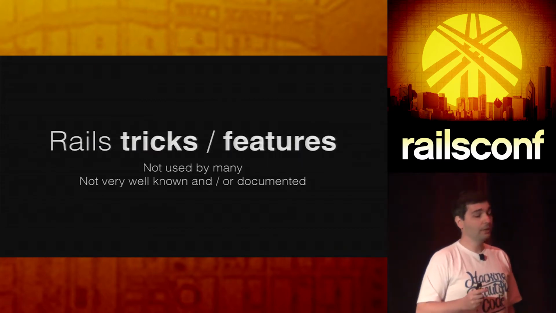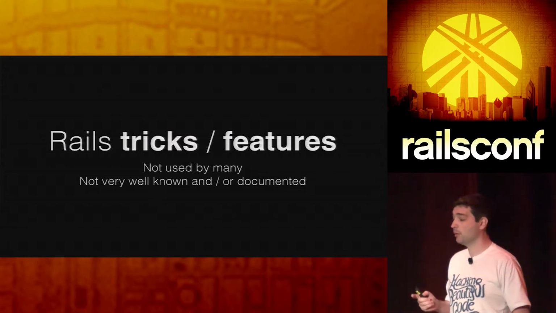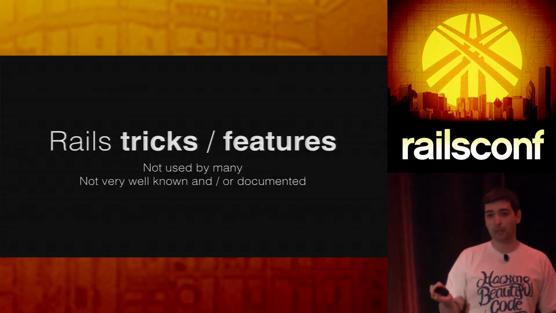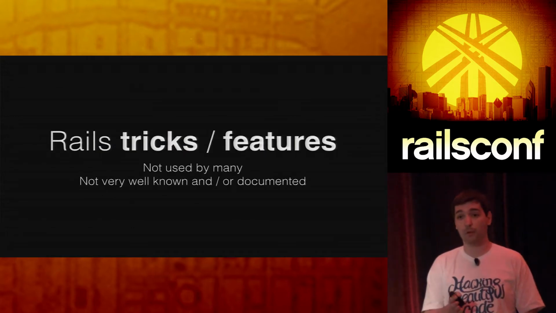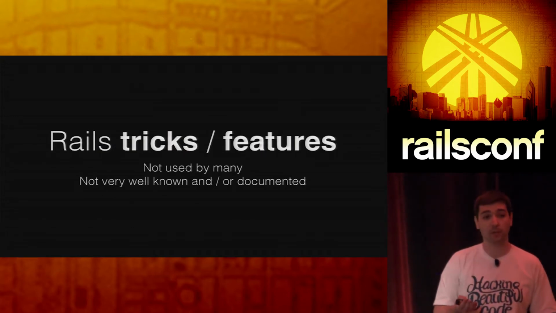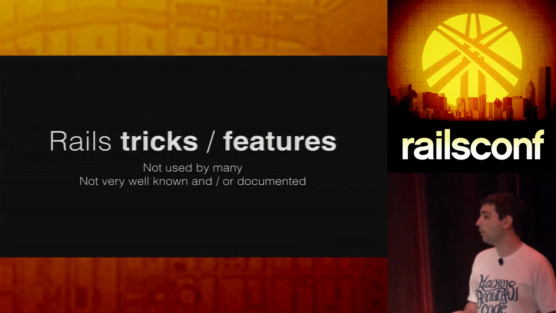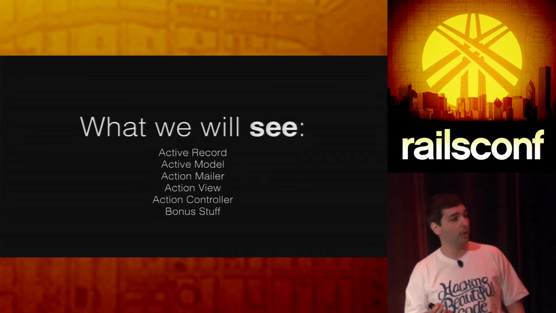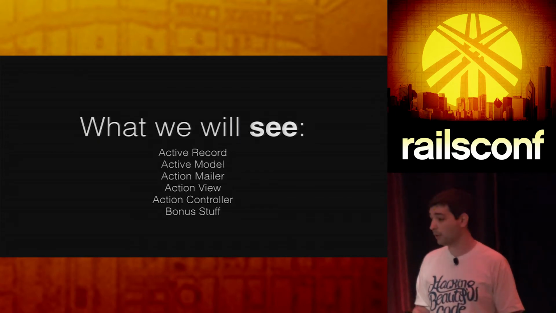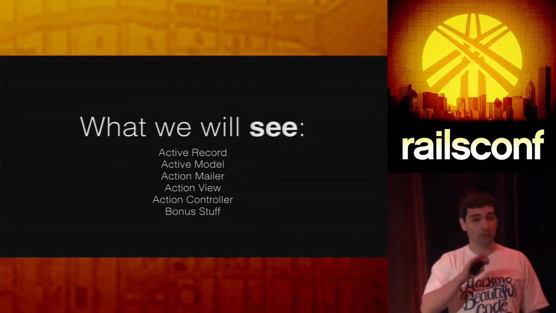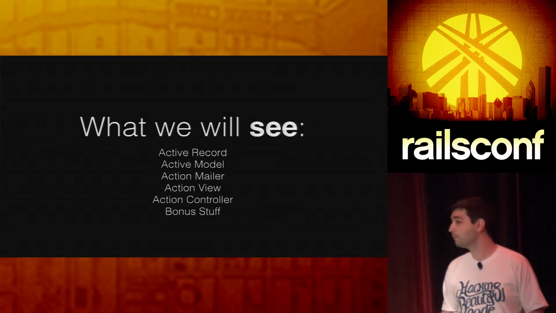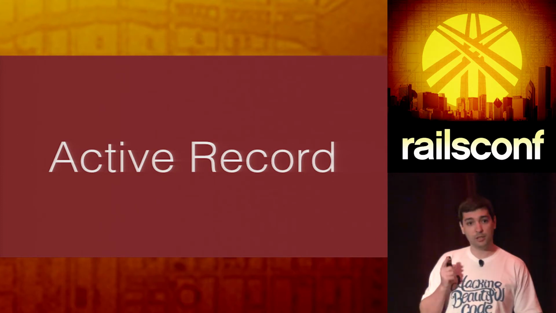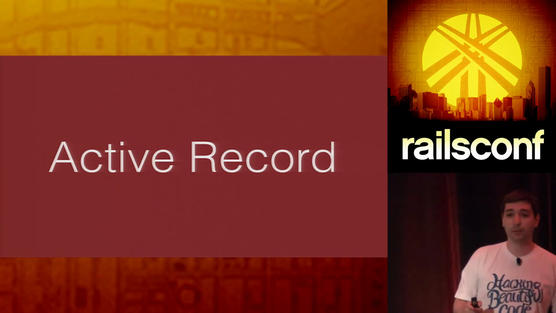We'll see some really nice examples of these features, and some of these features are not very well used by many people, or maybe they are not very well documented in Rails, and this is something that we can improve in Rails, right? So we'll talk about Active Record, Active Model, Active Storage, Action View, Action Controller, and some other bonus stuff that I have for you later. So let's start with Active Record. Spoiler alert, I'm going to show a lot of code here.